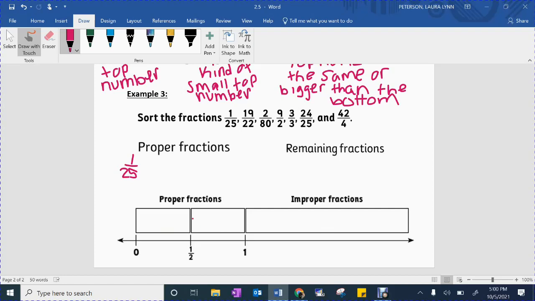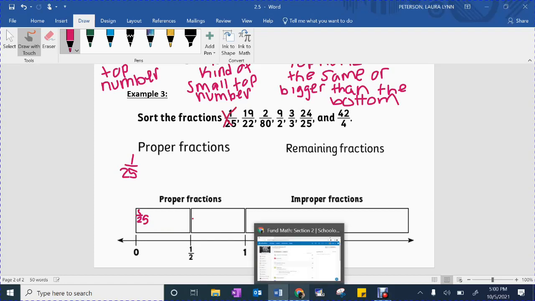So 1/25, we know it's proper, meaning the top number is smaller, but is it really small or kind of small? Well, hopefully you'd say that this is really small. 1 is really small compared to 25. So it needs to go in the small box of our number line. So in this box, now you can't write too big. You've got to write 1/25. Good. I want you to cross it off our list in the problem so that we don't deal with it anymore.